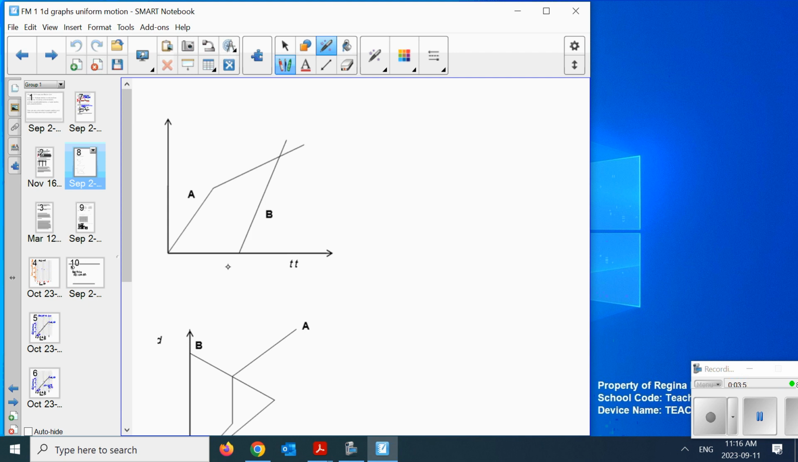And then B. What about B? Well, we don't have anything right off the bat, so we're going to assume that B stands still for the first few seconds and then goes at a steady speed to the right. Right? Does that make sense?